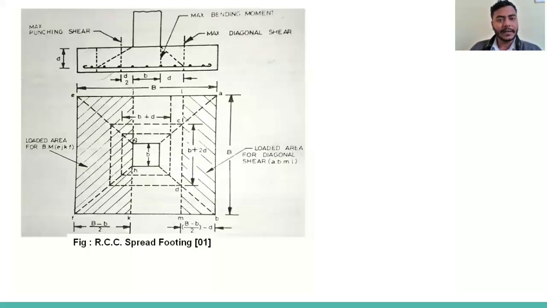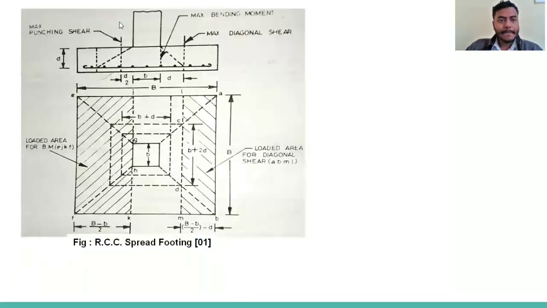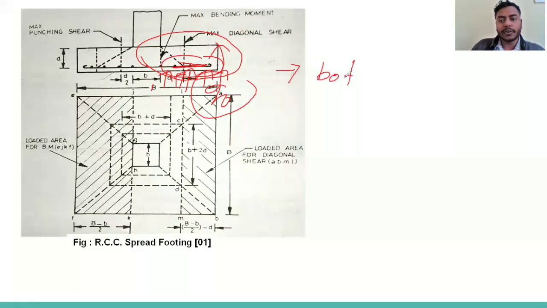So we have to provide reinforcement, and you will see in this case, this will act as a cantilever. When the pressure comes at the base of the footing, that is Q naught, it will try to bend in the upward direction. So tension will develop at the bottom portion. So we will provide reinforcement at the bottom side, right?